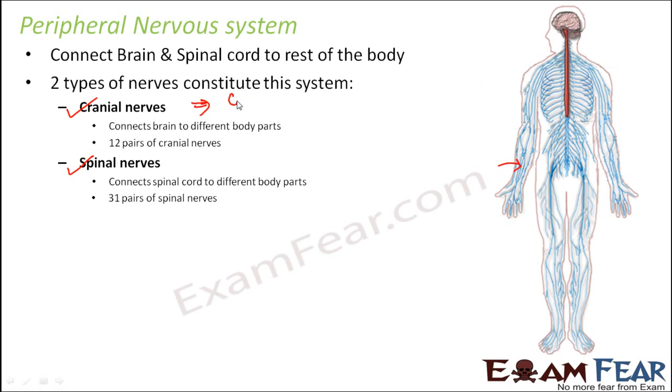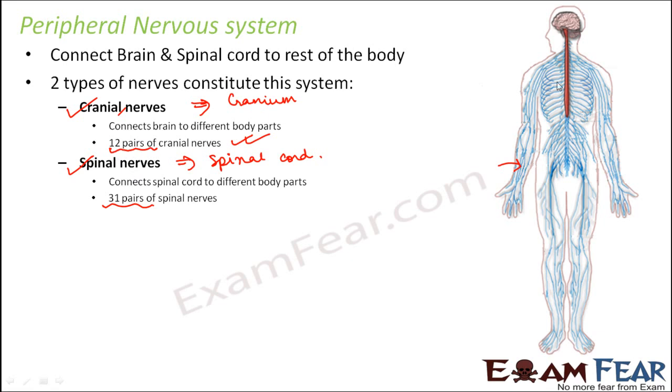Cranial nerves are derived from the word cranium, which is a part of the skull. So these are the nerves which arise from the brain. They connect the brain to different parts of the body. There are a total of 12 pairs of cranial nerves. Similarly, spinal nerves are those nerves which arise from the spinal cord. They connect the spinal cord to different parts of the body, and there are 31 pairs of spinal nerves. So there are more spinal nerves than cranial nerves.